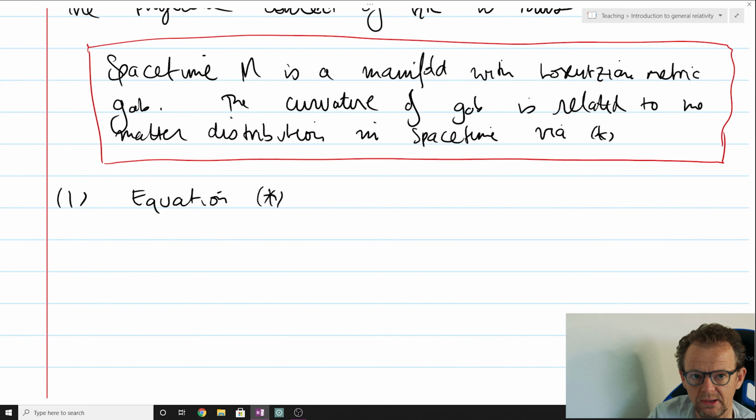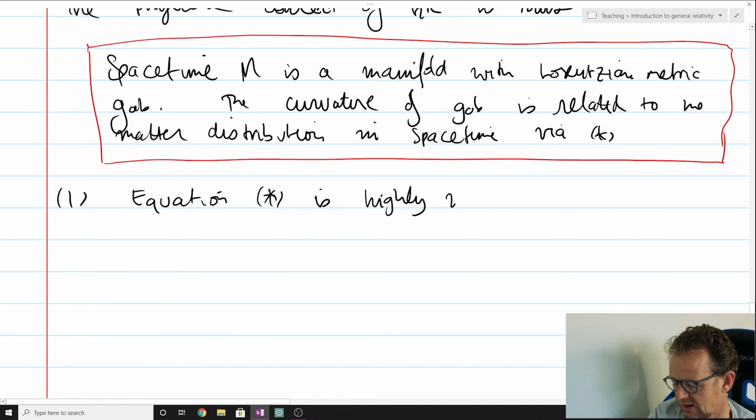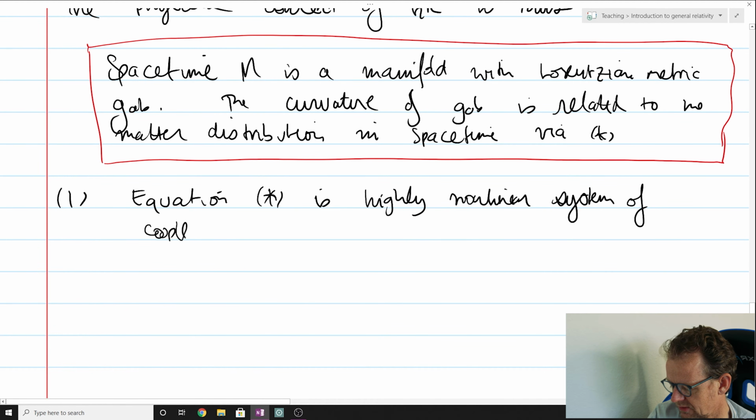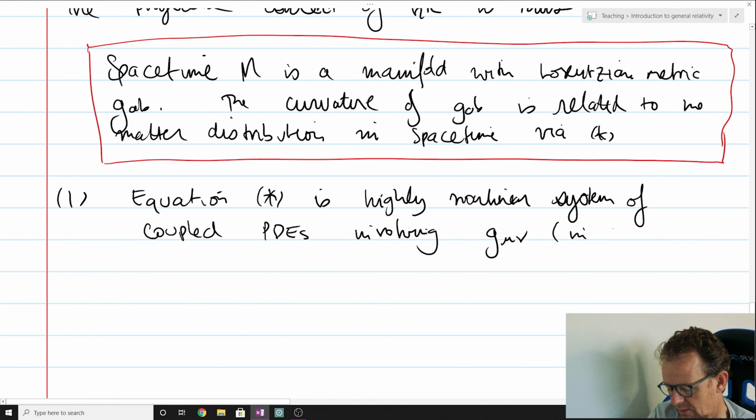So the first comment, which is really fundamental and you can't get rid of, is that Einstein's field equation is not linear. It's not only not linear, it's highly nonlinear. It's one of the most nonlinear sets of equations that we have in physics. It's a highly nonlinear system of coupled partial differential equations involving the metric when you go to some coordinate system, obviously.